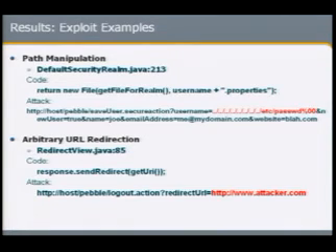Arbitrary URL redirection. This is mainly used for phishing. So what happens here is that you just type in any kind of URL into the redirect URL parameter, and then it passes that string to the send redirect method, and that just sets the HTTP response location header, and users can be tricked into going to other sites when they think they're actually going to your site.